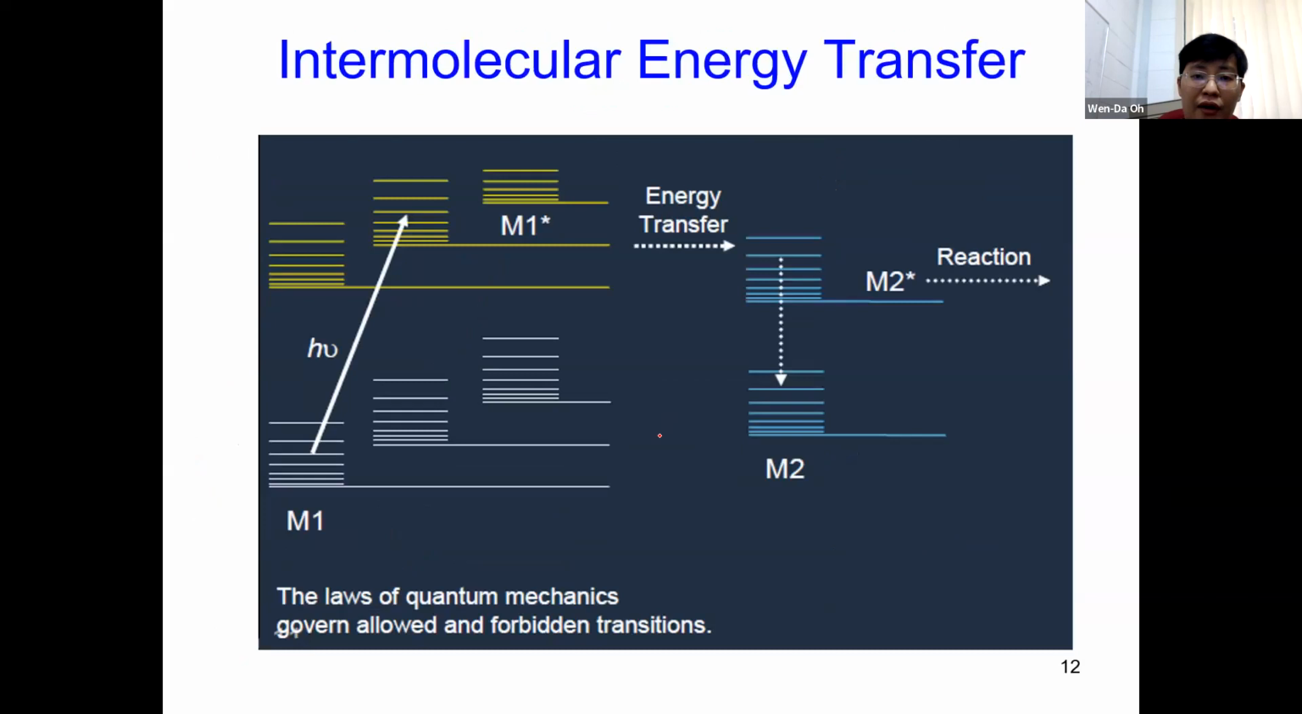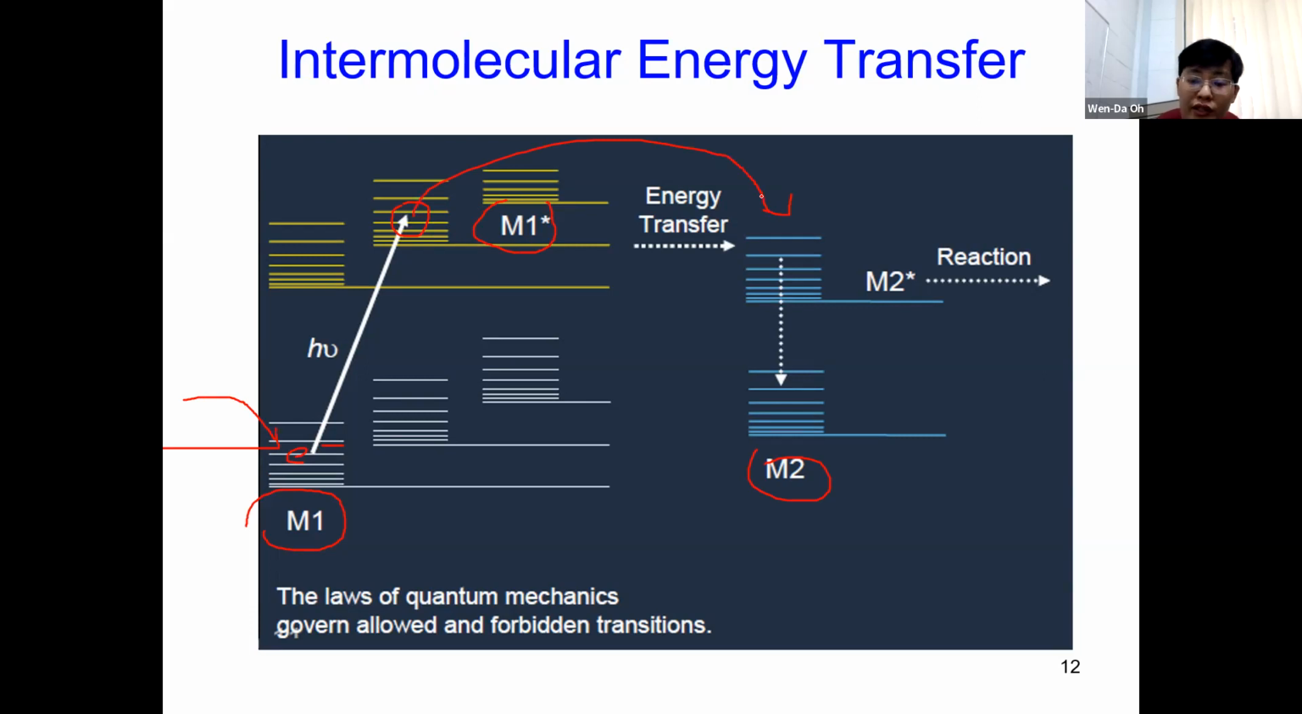Just to show you how this excited state electron can participate, one example would be intermolecular energy transfer, whereby there are two molecules here, molecule 1 and molecule 2. Molecule 1 consists of, let's say, an electron at this ground state. Once you have energy going in, this electron goes to the excited state over here. This is represented by M1 star, and this is the excited state. After that, it can transfer energy to molecule 2. It depends on whether it is an allowed transition or a forbidden transition.